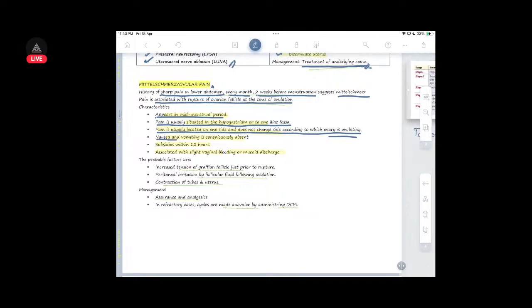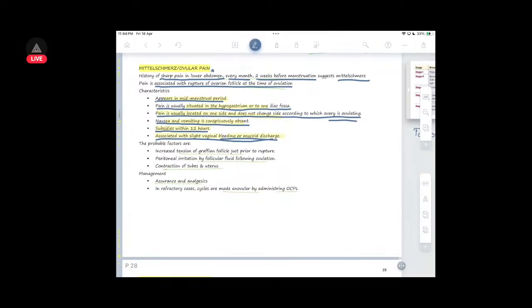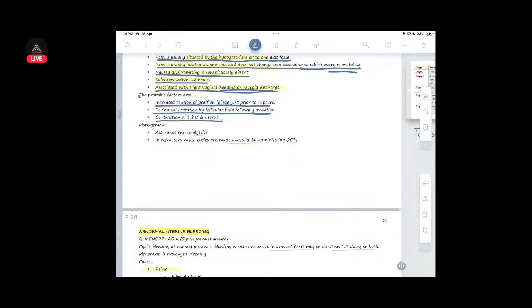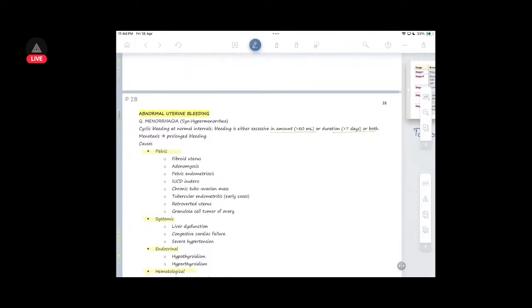Nausea and vomiting are conspicuously absent. It subsides within 12 hours, associated with slight vaginal bleeding or mucoid discharge. The probable factors are increased tension of the graafian follicle just prior to rupture, peritoneal irritation by follicular fluid following ovulation, and contraction of tubes and uterus. Management is by assurance and analgesics. In refractory cases, cycles are made anovulatory by administering oral contraceptive pills.